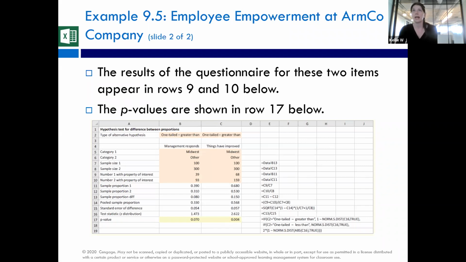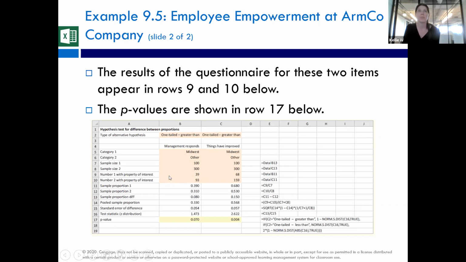So in our data, we have the results for those 2 items. They stacked them in side-by-side columns so that we wouldn't have to do 2 separate sheets. And so we have 2 categories, Midwest and other. So for each question, the first question is column B, second question is column C. These are one-tailed tests because we're only concerned with whether the Midwest ratings are greater than the ratings of the other factories. So that's a one-tailed test, one direction, one tail. So the sample sizes are the same for both questions. That shouldn't surprise you.